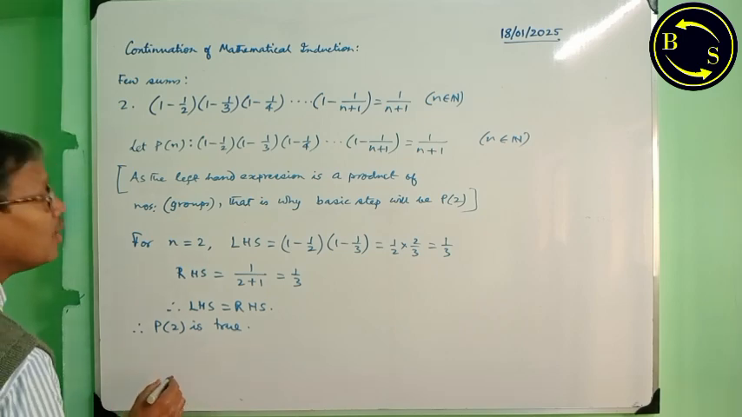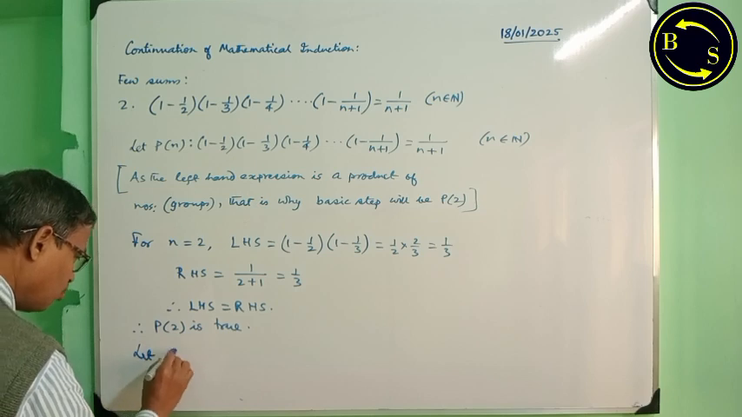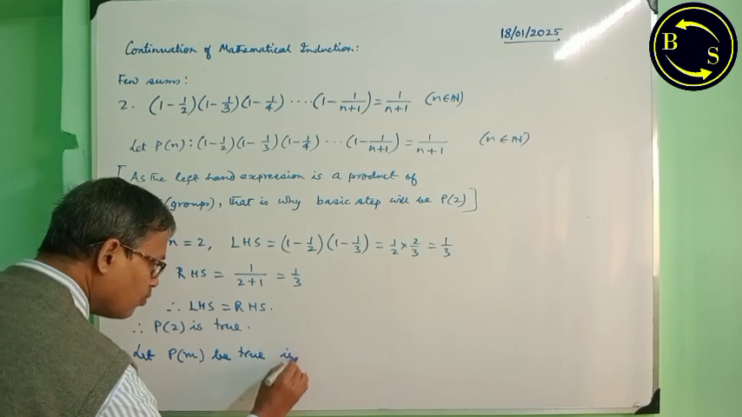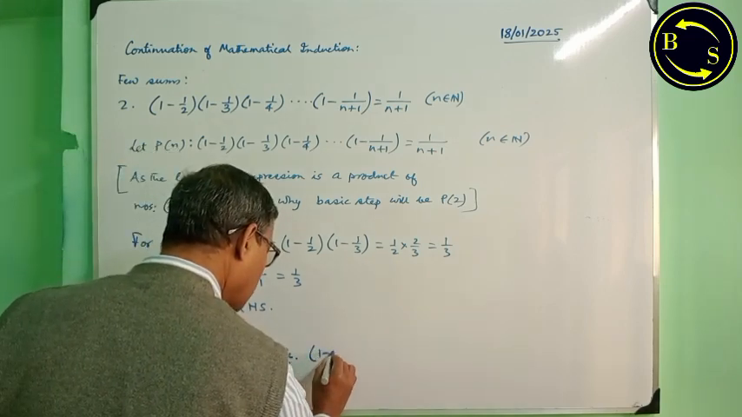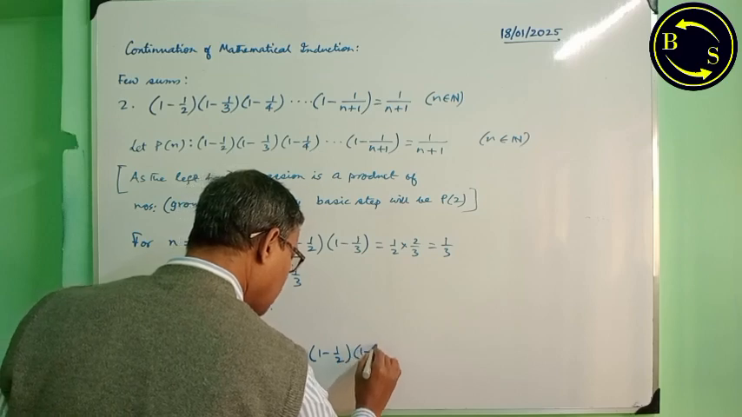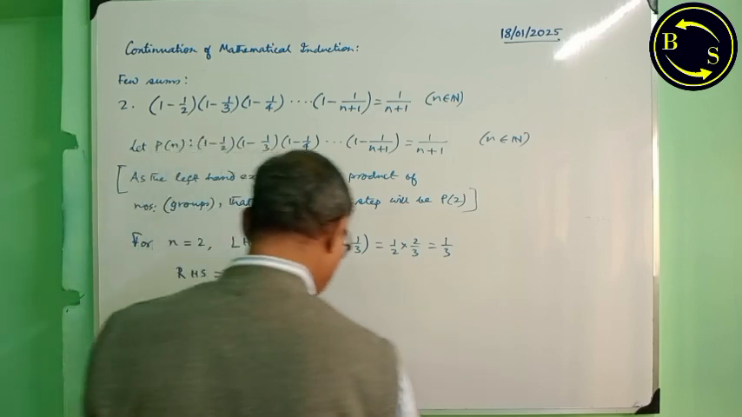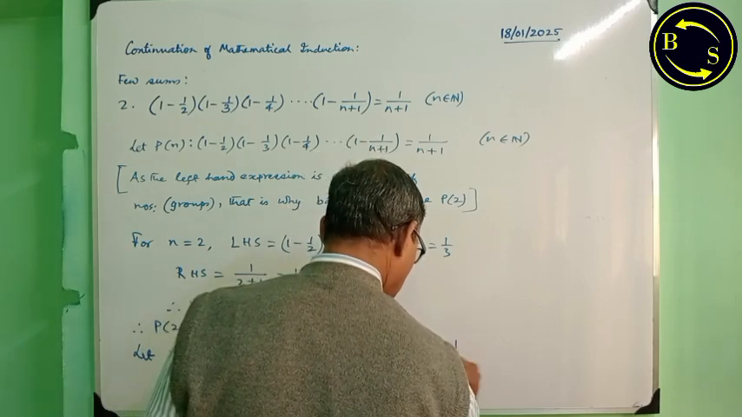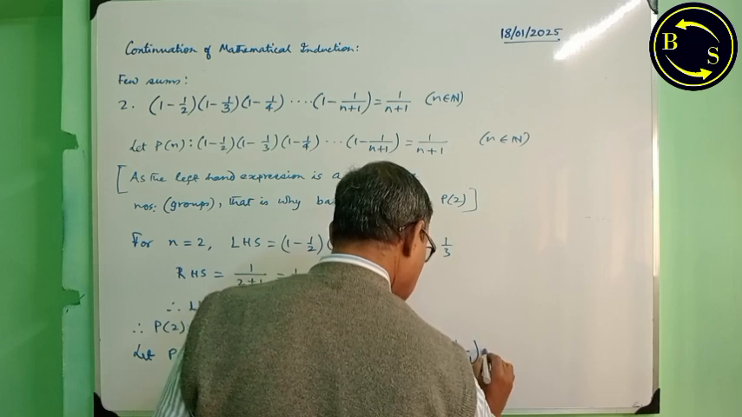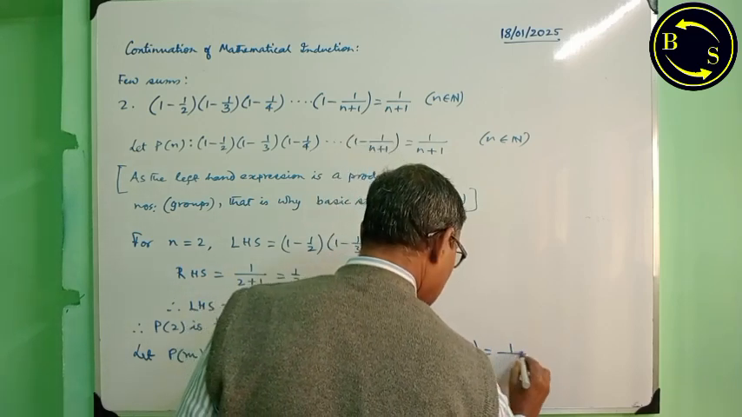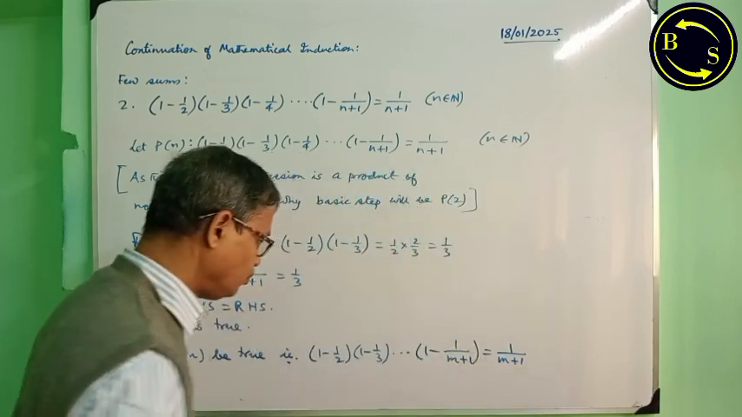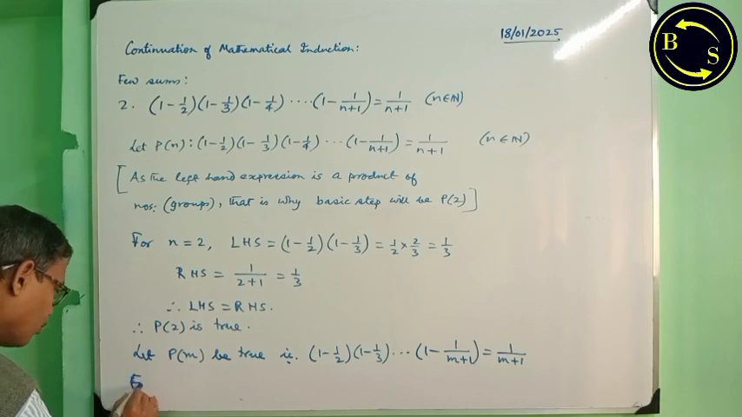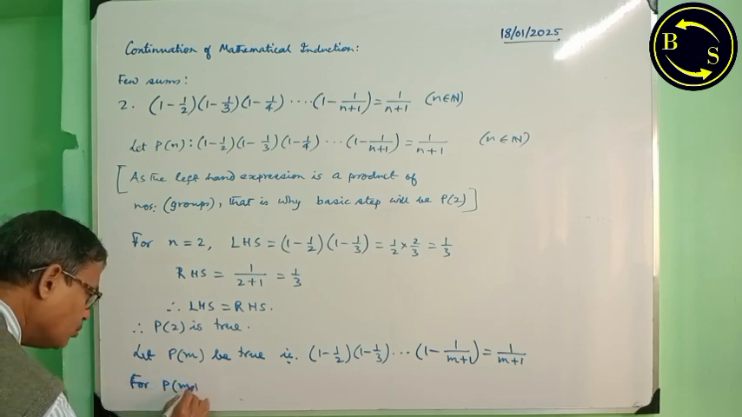Next, let Pm be true, that is 1 minus half, 1 minus 1 by 3, up to 1 minus 1 by m plus 1 is equal to 1 by m plus 1. Now for P m plus 1.